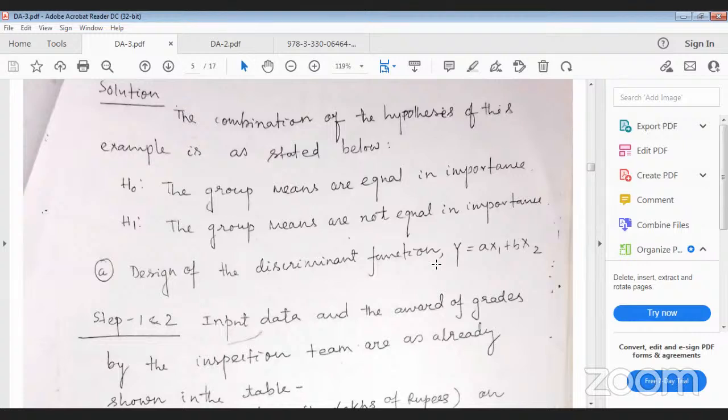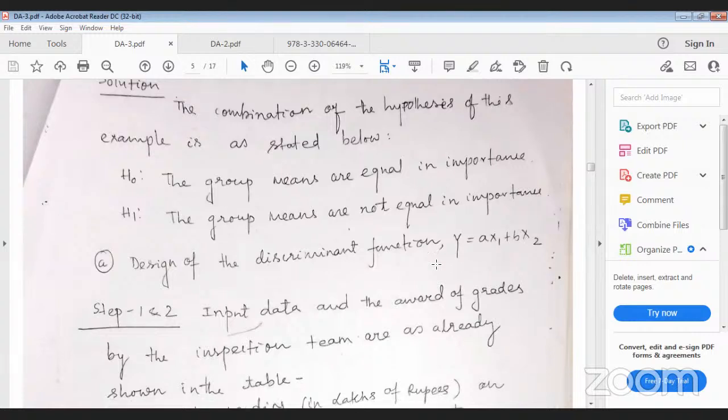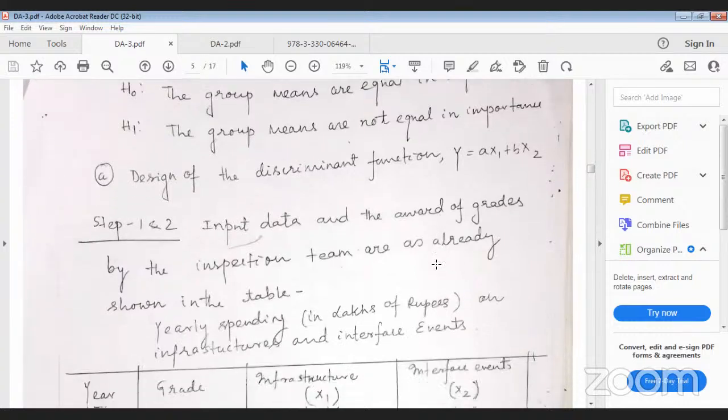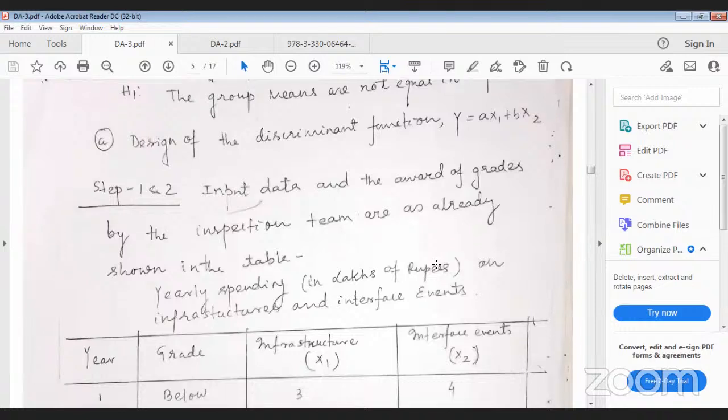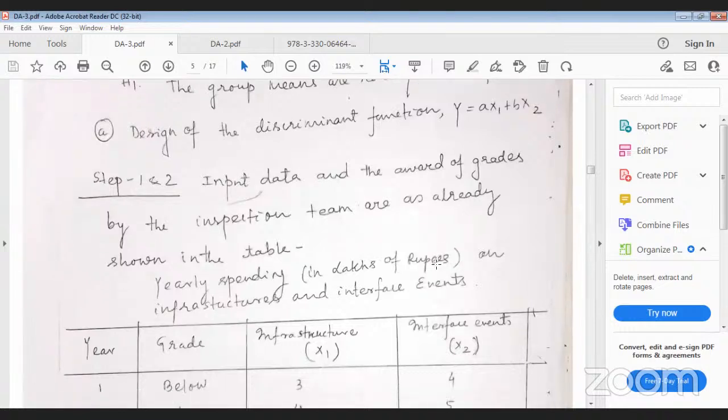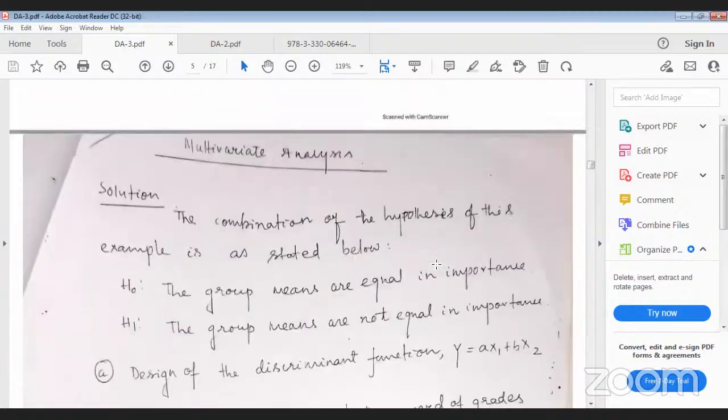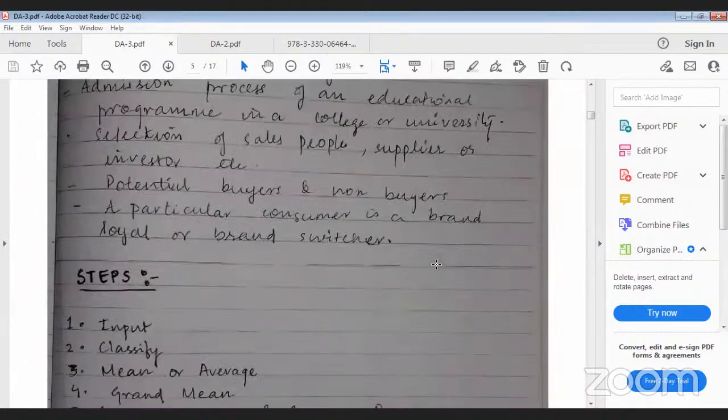You have to go for the assumption. Then design the discriminant function. This is the discriminant function, y equal to ax1 plus bx2. So what is step 1? Input the data. Already I have written that step 1. What are steps 1 and 2? Just go for step 1 and 2.